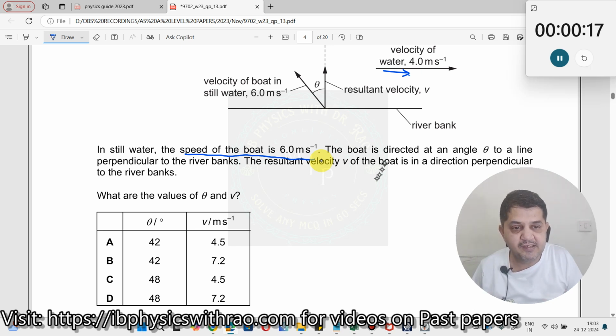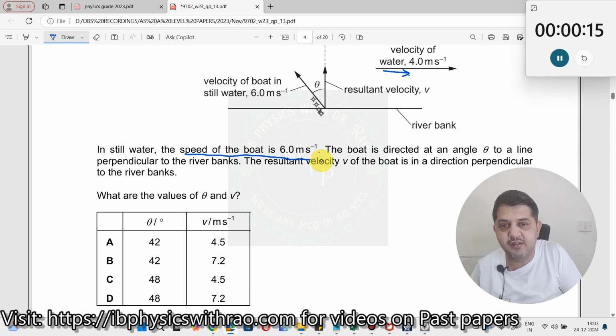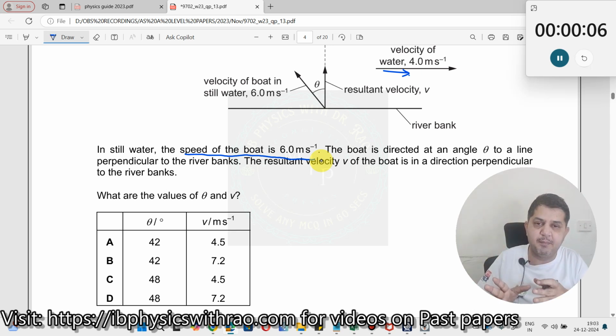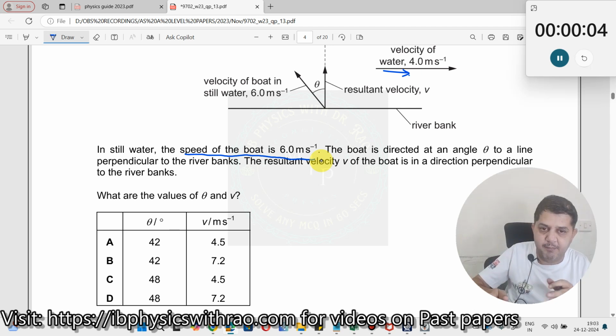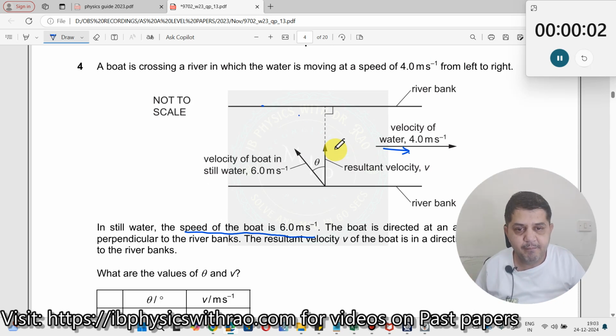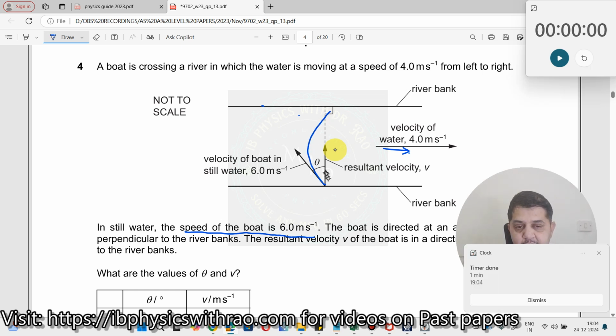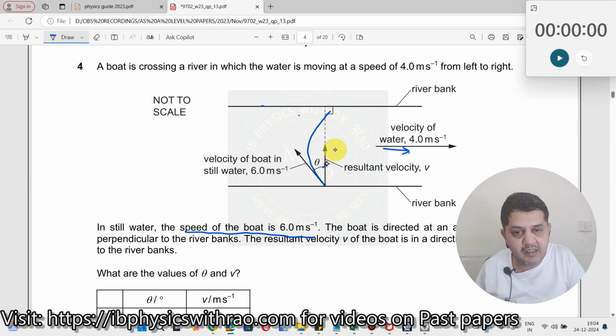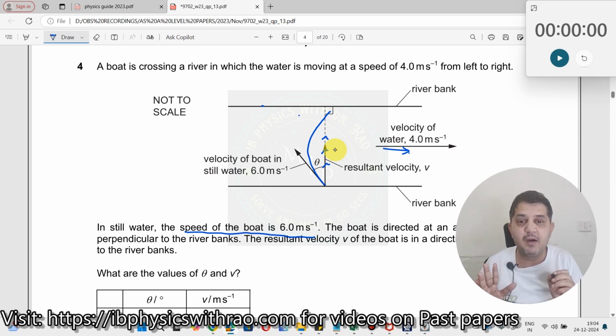Okay, the boat is directed at an angle theta to a line. So this is the direction of the boat. The resultant velocity v of the boat is in a direction perpendicular to the river banks. Now, you might keep the boat's direction like this, but the boat is not going to take a turn like this. This is incorrect. The boat will always be going like this. Why? Because the direction of the displacement and the direction of the resultant velocity are one and the same.